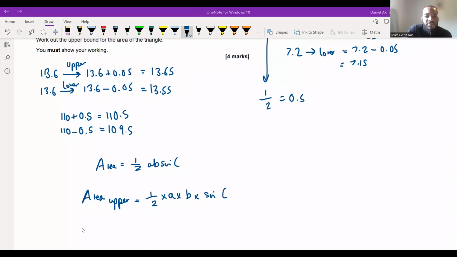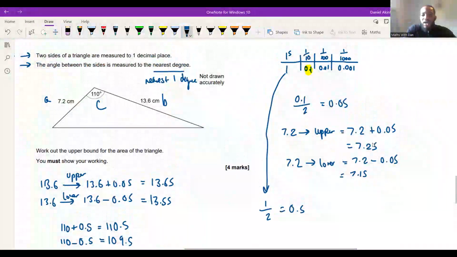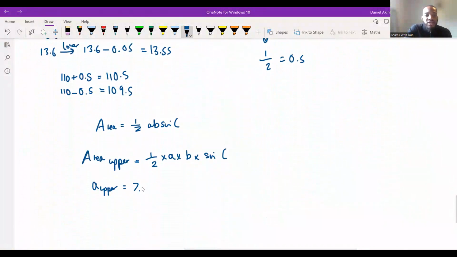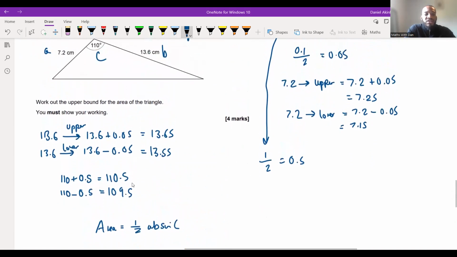So let's just say A upper here is equal to, what was A? We'll say A is 7.2, so A upper is 7.25, and B upper is equal to 13.65.